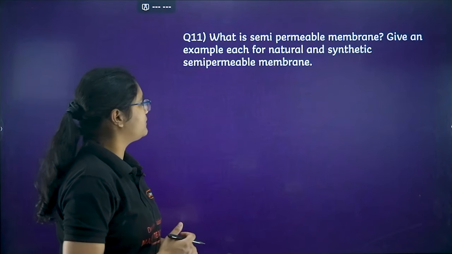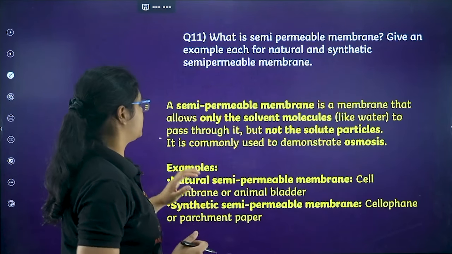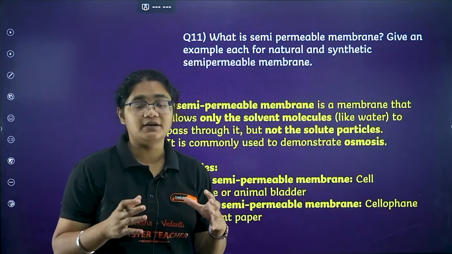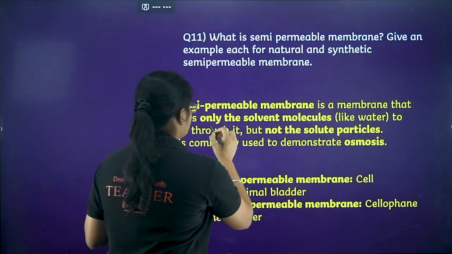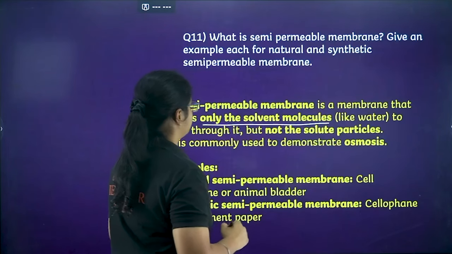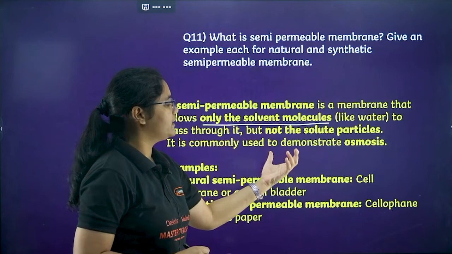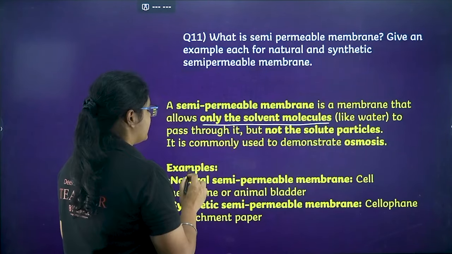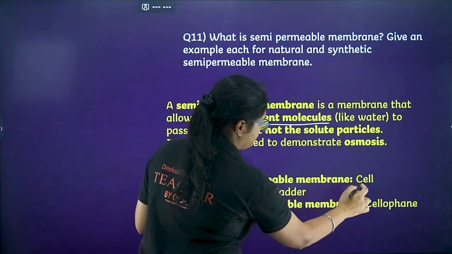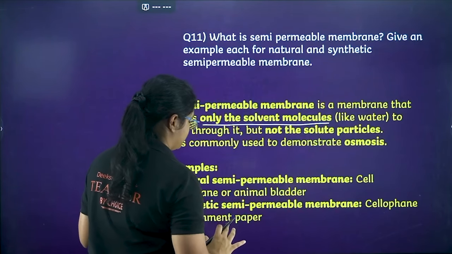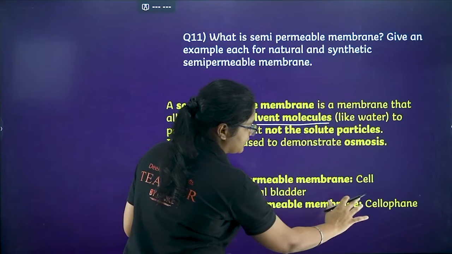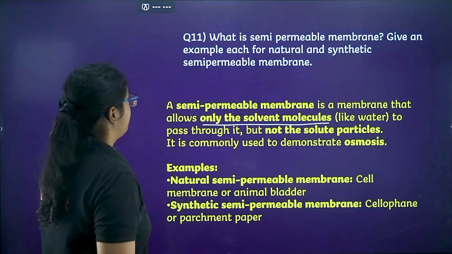Next, what is a semi-permeable membrane, and give an example for each of them. So a semi-permeable membrane is a membrane which allows only, it is very important, only the solvent molecules to pass through it, but not the solute particles. It is commonly used to demonstrate osmosis. For natural semi-permeable membranes, you have examples like cell membrane or animal bladder, and in synthetic membranes you have cellophane or parchment paper.